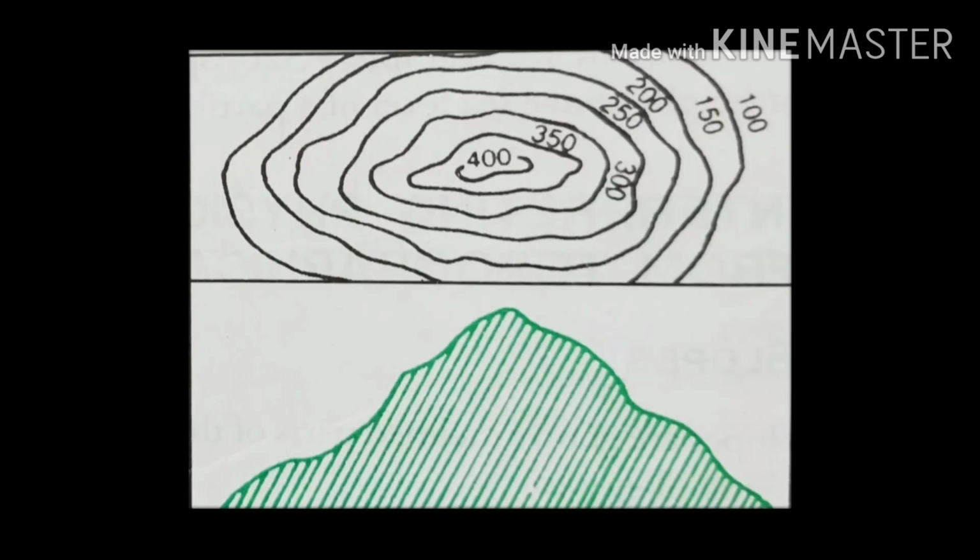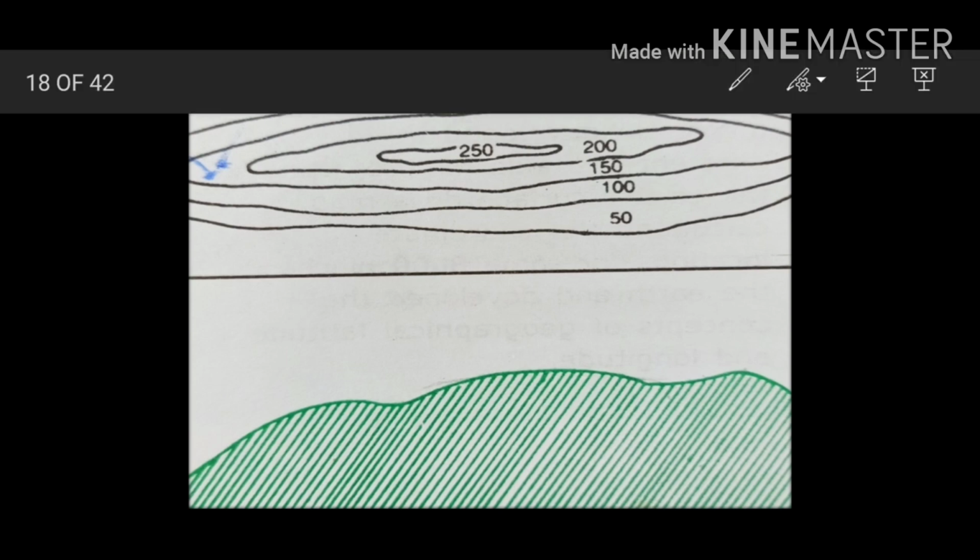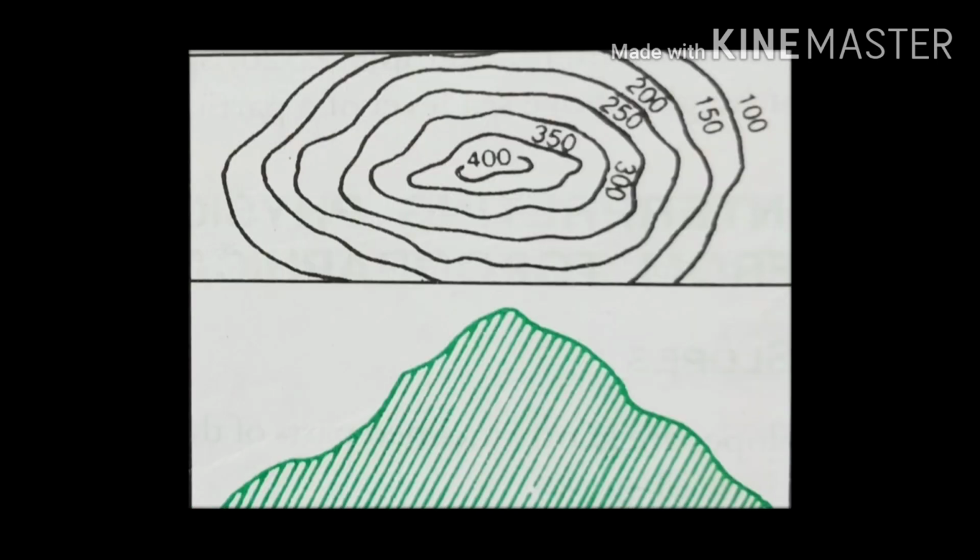Let's proceed. See, this is how a mountain is shown in a topographical map. You can see the highest portion is 400 meters above sea level. See the contour interval: 100, 150, 200. So the difference is 50. So here the contours have an interval of 50. And this is how a mountain is shown in a topographical map.